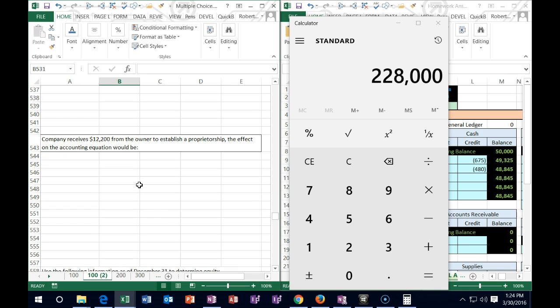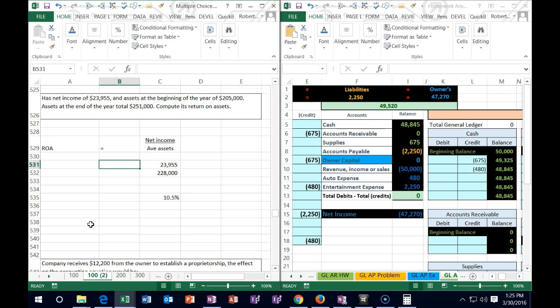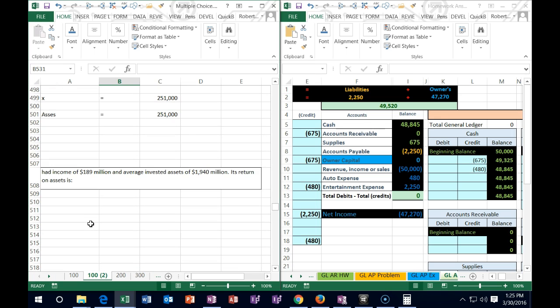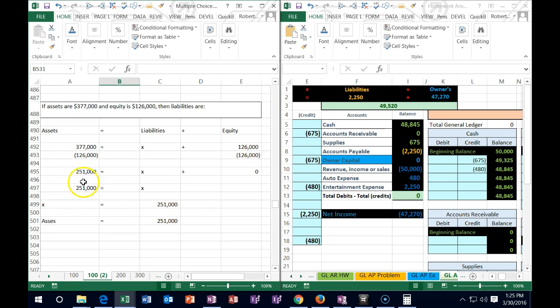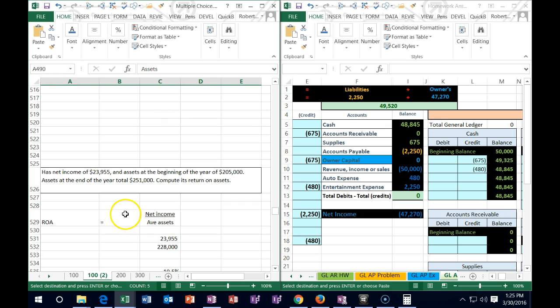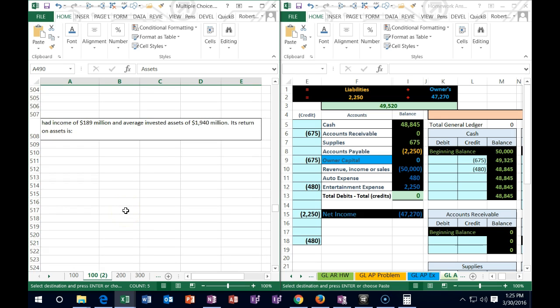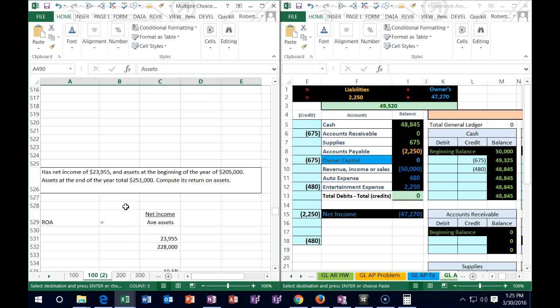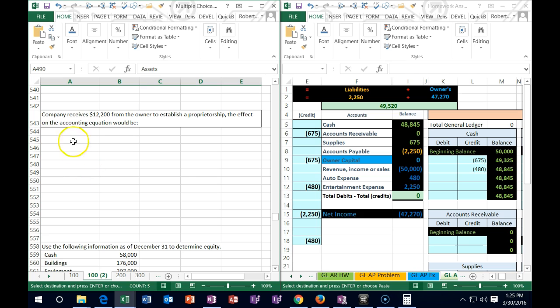All right, next one. Company receives 12.2 from the owner to establish a proprietorship. The net effect of the accounting equation would be. So we'll start off with finding our accounting equation up top. So here's one. Assets equal liabilities plus equity. I'm going to copy that. We're going to scroll down to where we are at and paste that here. So there's our accounting equation.